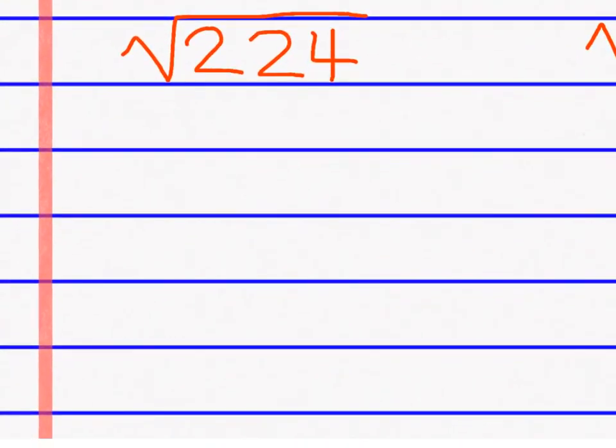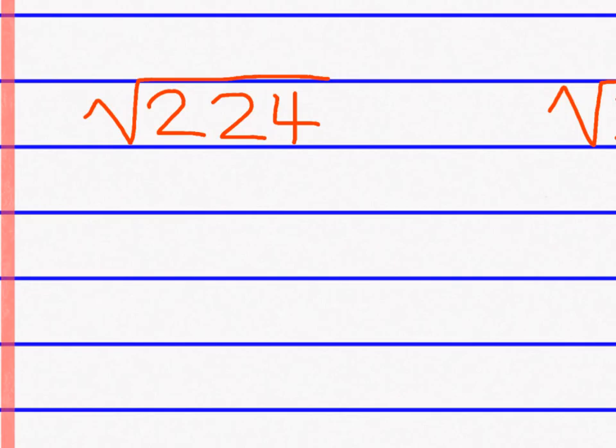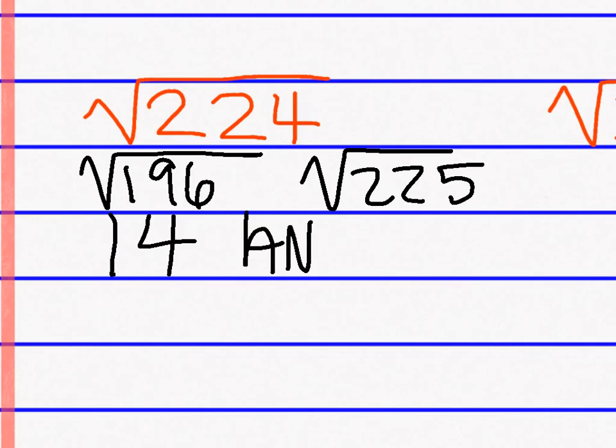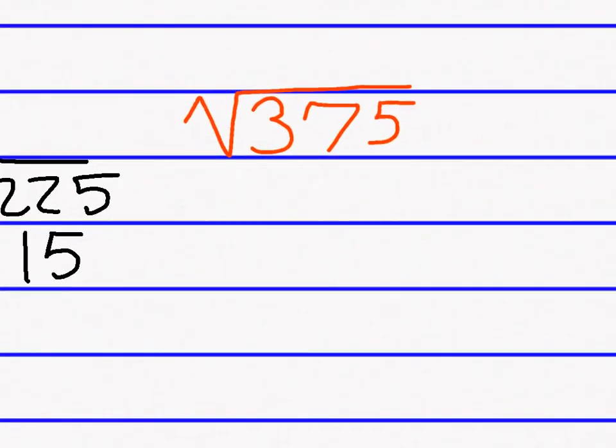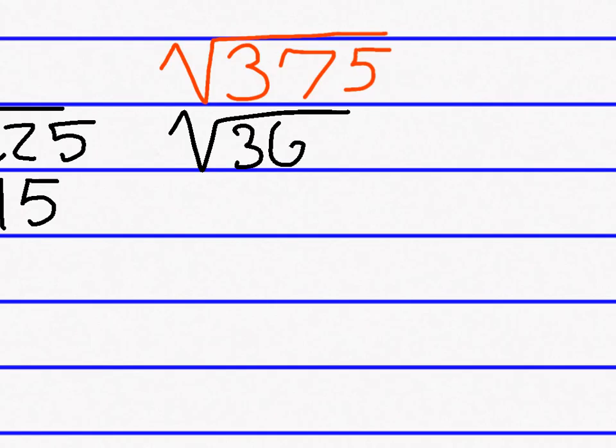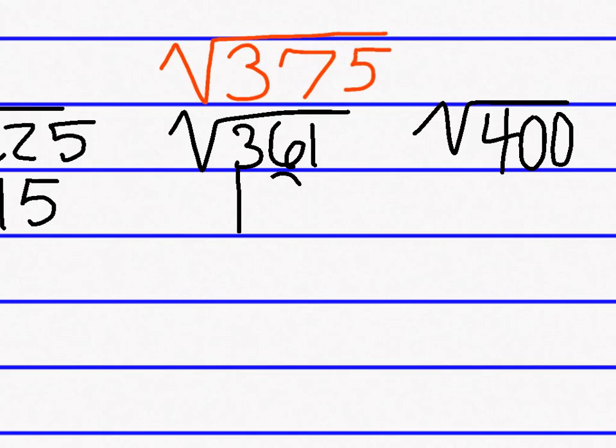Alright, square roots. Okay, we have the square root of 224. That's going to be between the square root of 196 and the square root of 225. So our answer will be 14 and 15. Okay, moving over here, we've got the square root of 375. That'll be between the square root of 361 and the square root of 400. So our answer is 19 and 20.